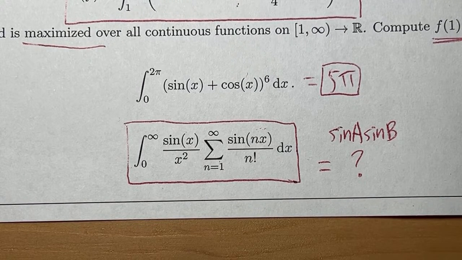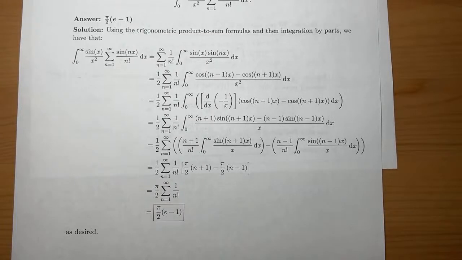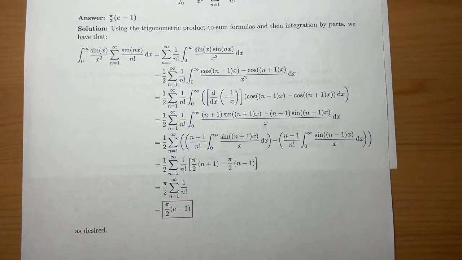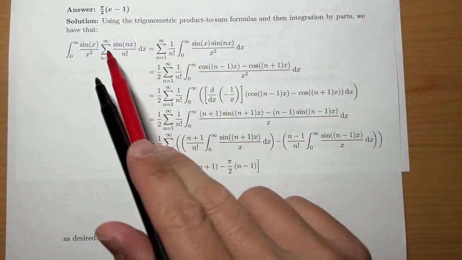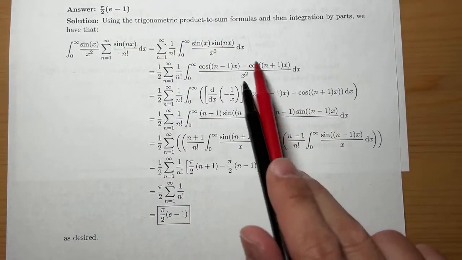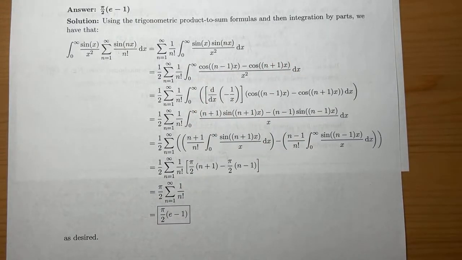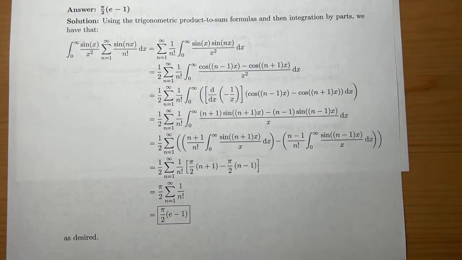Yeah, and sorry, in terms of time, here is the solution. So you do have to switch the sum and the integral, and you pretty much put this and that together, and then this is what I was saying. You have to break them apart by using the product to sum formula, and then the rest. Yeah, so final answer, pi over 2 times e minus 1. Again, because we have this 1 over n factorial thing again.